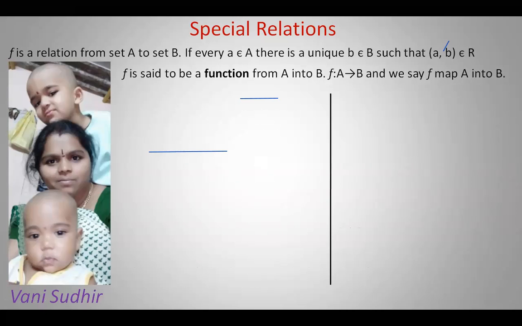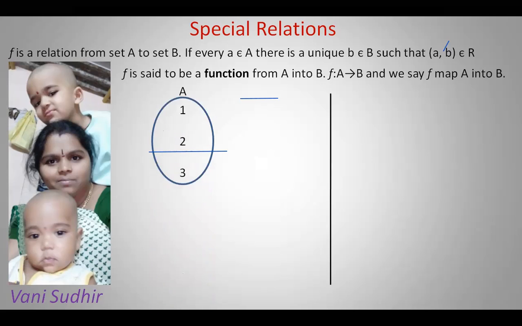Function is a very big, vast concept. f is said to be a function from A into B, and you can write it like this: f maps A to B. We can also say f maps A to B. We'll give some examples and non-examples, then discuss, and then the concepts will be very clear.